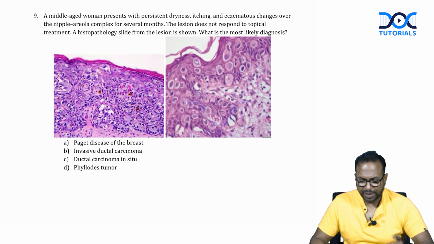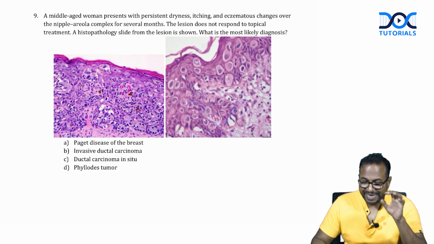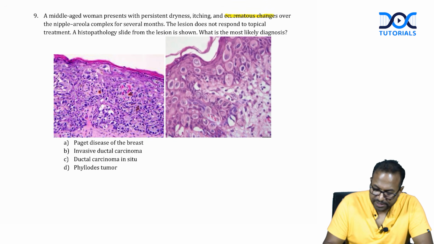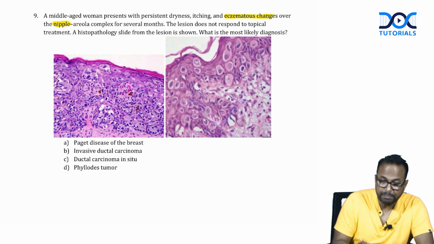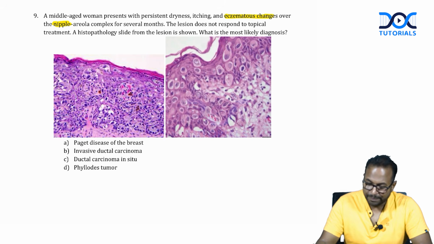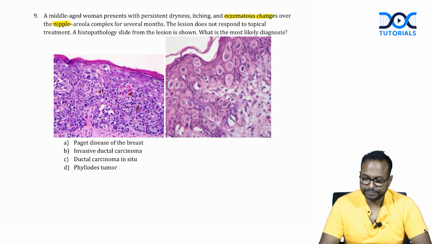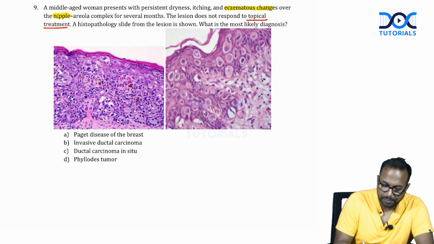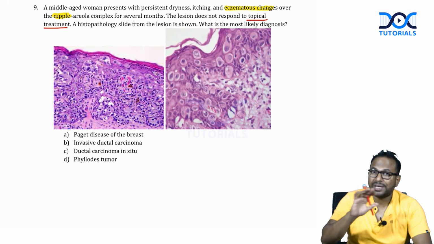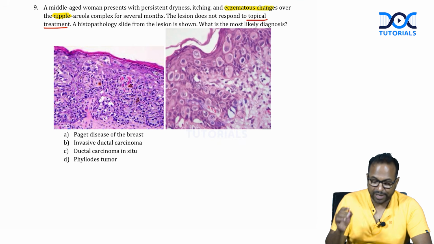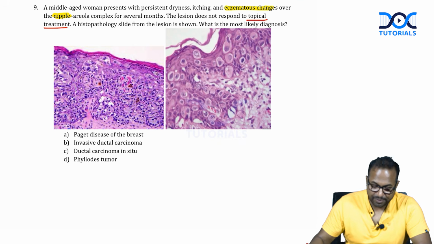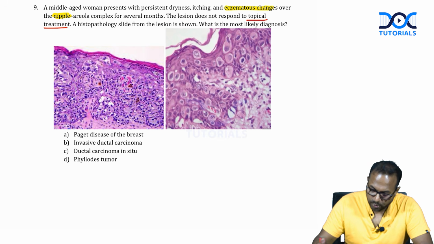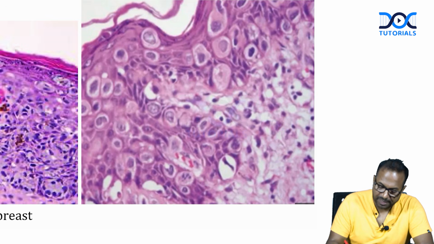A middle-aged woman presents with persistent dryness, itching and eczema. That's a clue. Eczematous changes over the nipple. The nipple gets eroded because of the eczematous change. The lesion does not respond to topical steroids. People think it is eczema and they use steroids, but it is not responding. So a nipple biopsy was done, and the histopathology is shown here in this picture. It is showing what type of cells? This is a pathology cum surgery question.